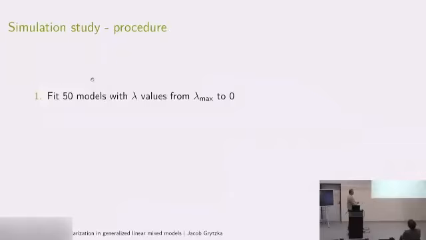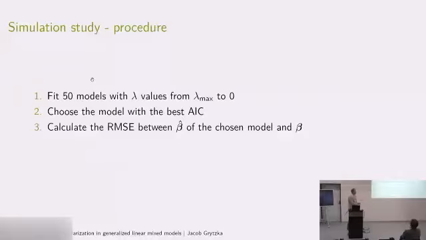We always go through a lambda sequence to find the best lambda, and we go from the maximum value, which shrinks all the covariates to 0, to 0, which is the unpenalized case. Then we choose the lambda which leads to the best AIC and compute the RMSE between the estimated and the real beta. We split this comparison into noise and signal.